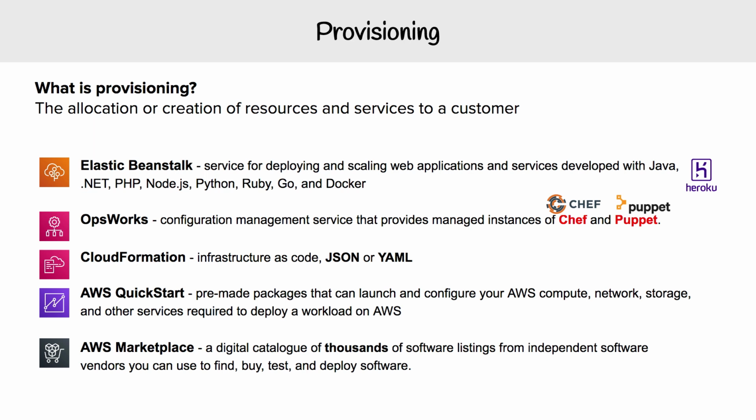And so compared to OpsWorks, OpsWorks has some limitations as to what it can do. So it can set up some things for you, but CloudFormation can do pretty much anything in AWS, okay? So it is the most complex option, but it is also the most flexible option in our provisioning tool set here. Moving on to AWS Quick Starts.